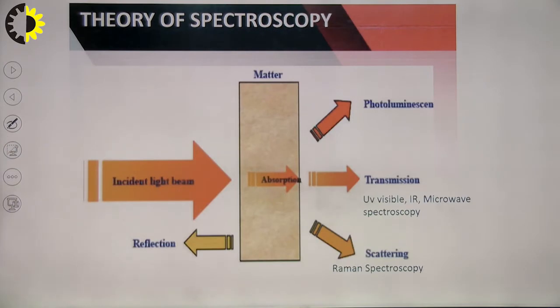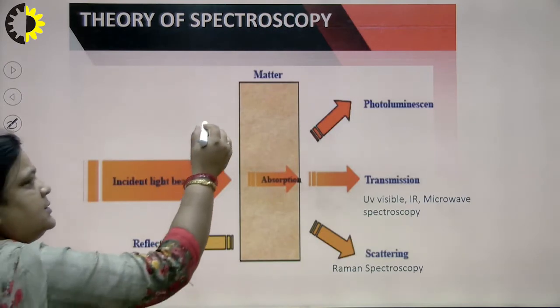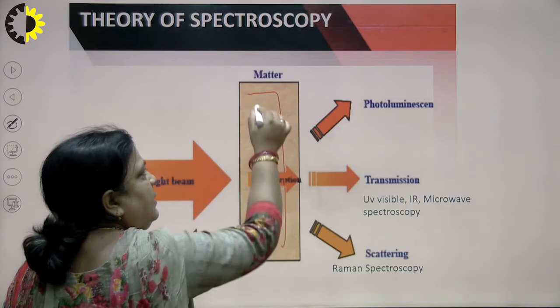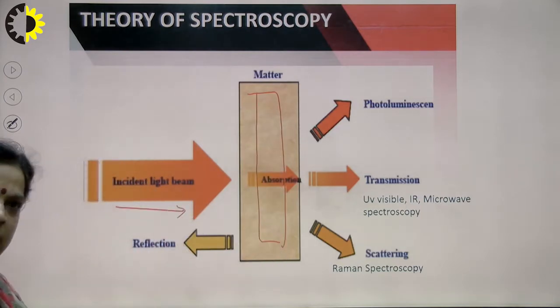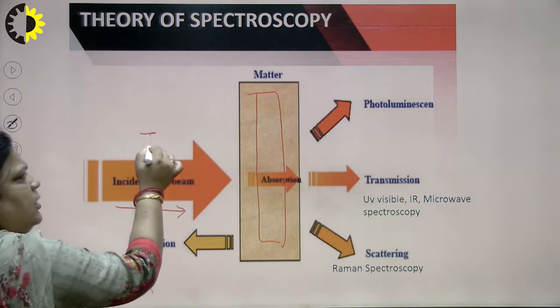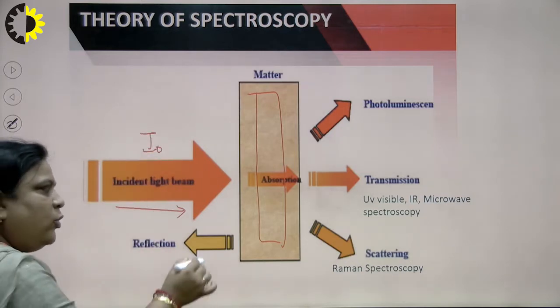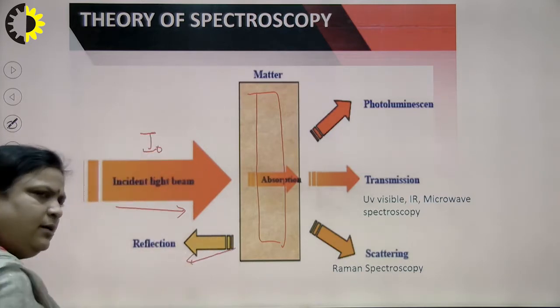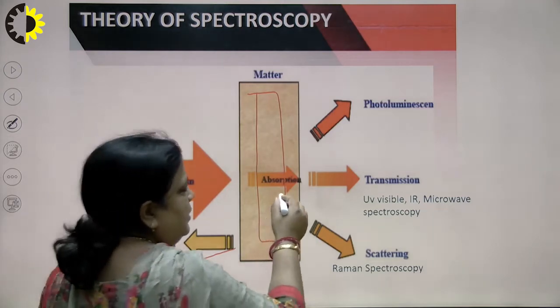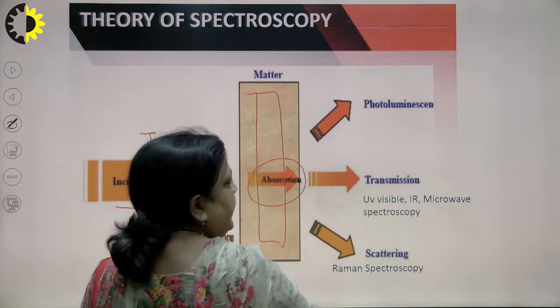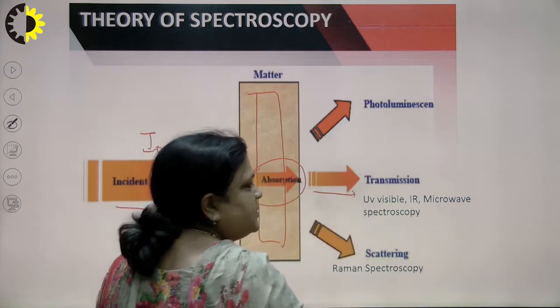So, what is the basic theory? Suppose this is a matter or sample, and we pass incident light of intensity I naught. We know that a small part of this light gets reflected, which is very little, and a part of it gets absorbed and transmitted.